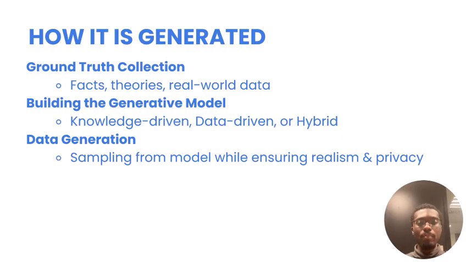The final step is data generation. Once the model is in place, synthetic data is created by sampling from it. This step ensures that the new data mirrors the statistical characteristics of original data sets while maintaining privacy through mechanisms that prevent the re-identification of individuals.